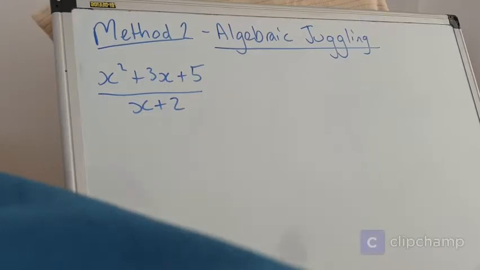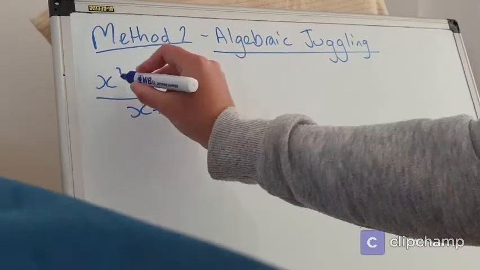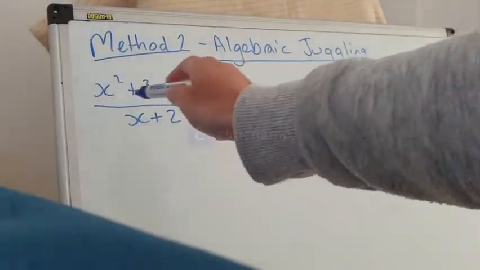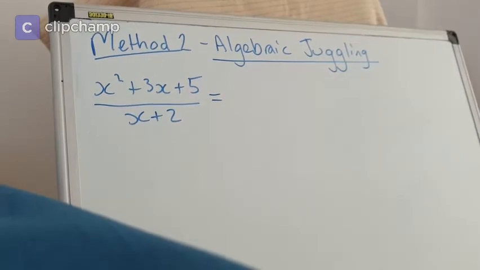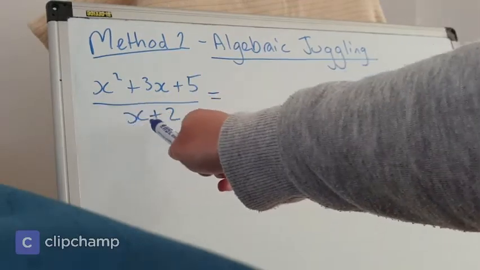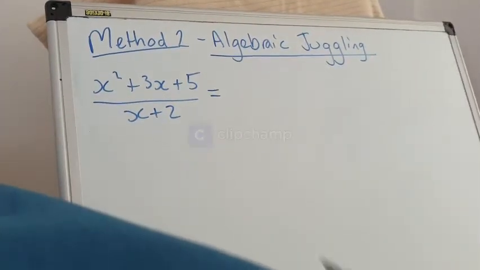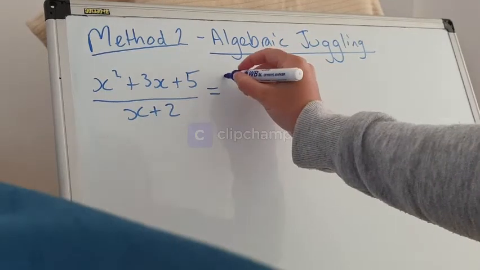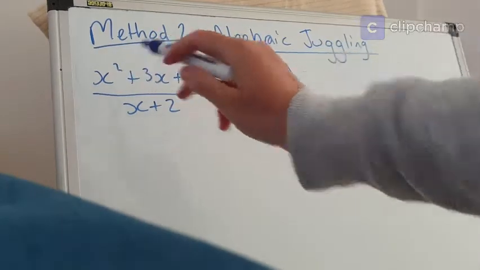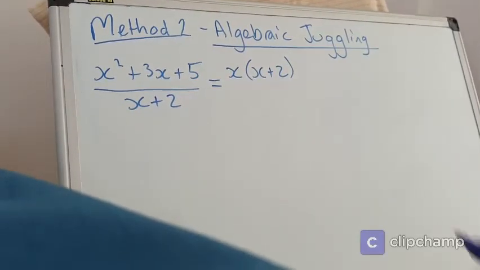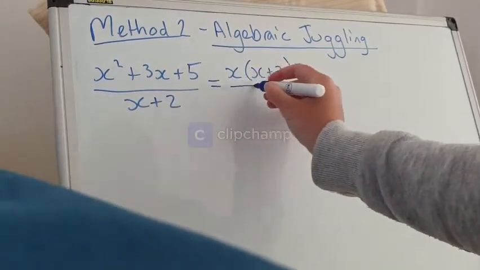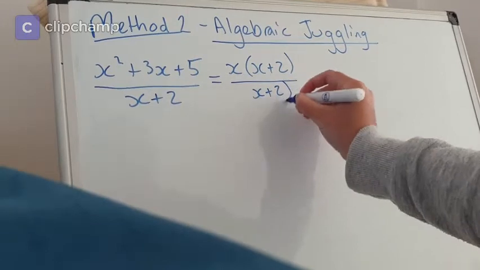Okay, so we take a term at a time and ask, what can I multiply x plus 2 by to get x squared? Well, to get an x squared term, if the x part is multiplied by x, then we would get our x squared. So we write that down: x times x plus 2 will give me the x squared part to begin with. But because I'm trying to keep it balanced, it's an equation, I have to keep it all over the same denominator of x plus 2.